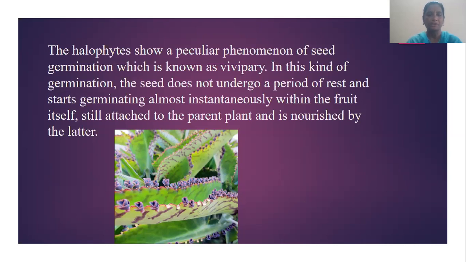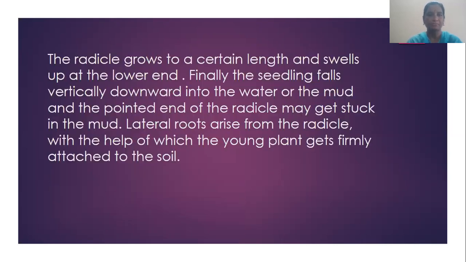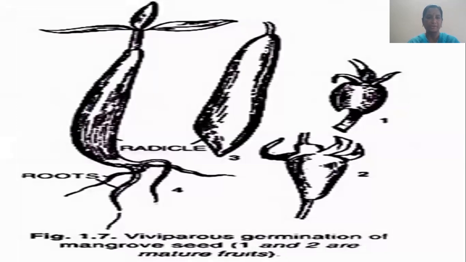Bryophyllum is a good example of vivipary. The radicle grows to a certain length and swells up at the lower end. Finally, the seedling falls vertically downwards into the water or the mud, and the pointed end of the radicle may get stuck in the mud. Lateral roots arise from the radicle, with the help of which the young plant gets firmly attached to the soil. This is the viviparous structure.